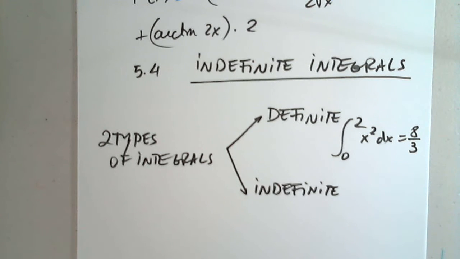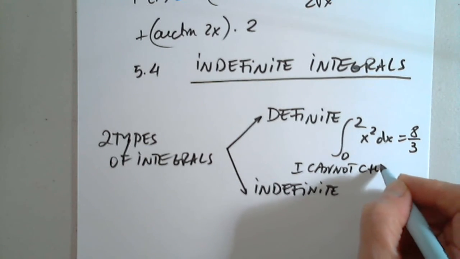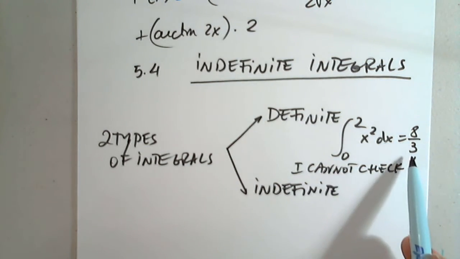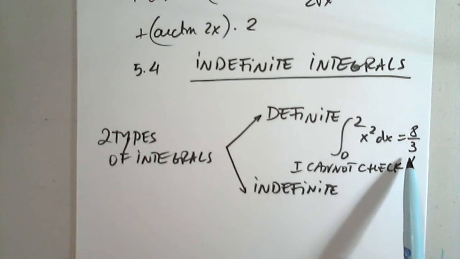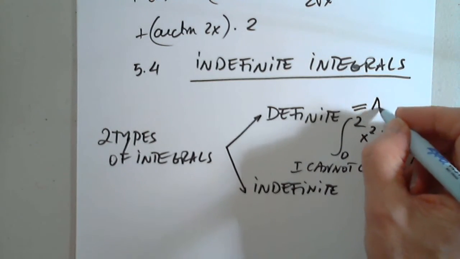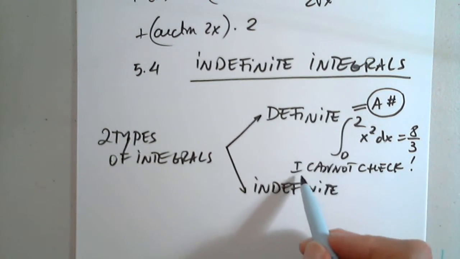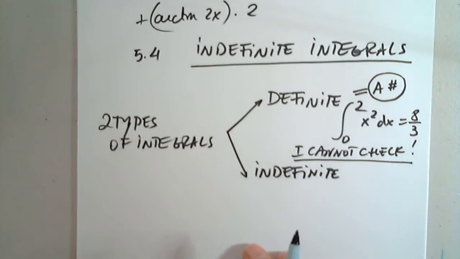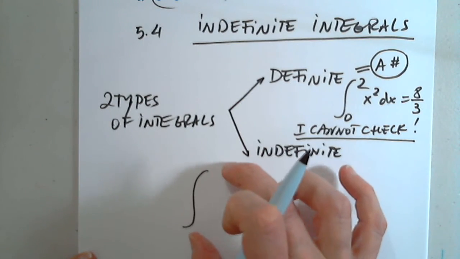Okay, what about the indefinite? And also, let me make sure I cannot check. So make sure you do it slowly, carefully, because there is no way you can check this number. Also, the definite integral is always a number. The result is always a number, and I cannot check it. What about the indefinite? The indefinite integral does not have limits of integration.